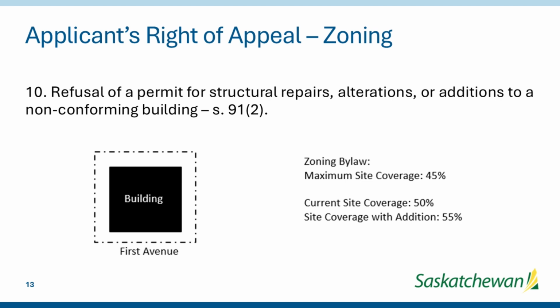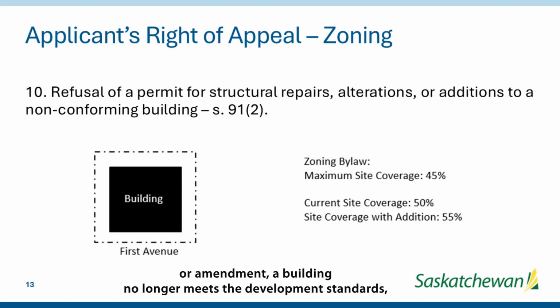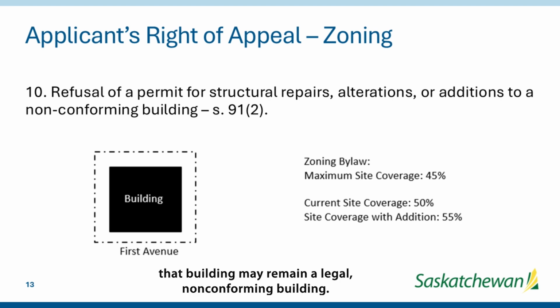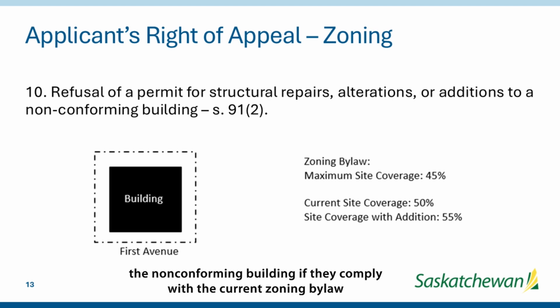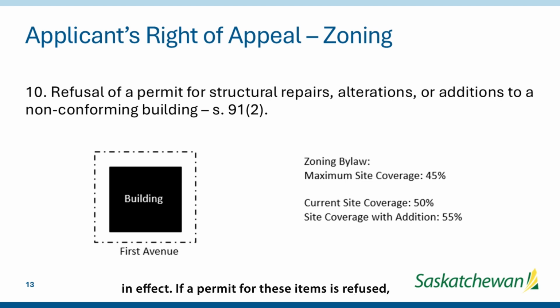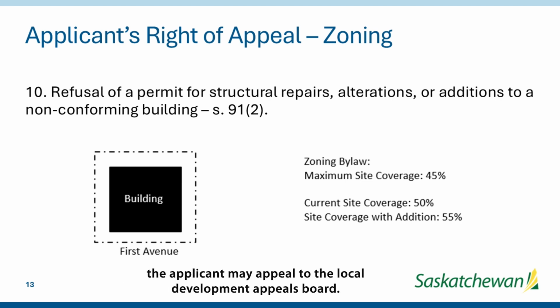If, in the enactment of a zoning bylaw or amendment, a building no longer meets the development standards, that building may remain a legal, non-conforming building. Structural repairs, alterations, or additions may be made to the non-conforming building if they comply with the current zoning bylaw in effect. If a permit for these items is refused, the applicant may appeal to the local Development Appeals Board.